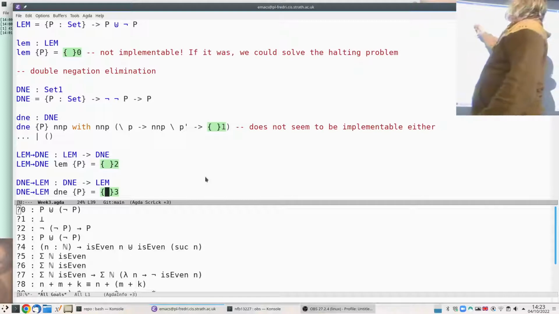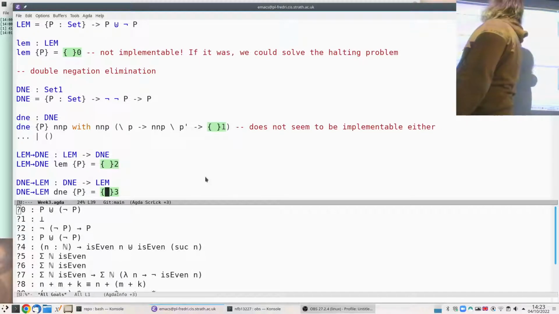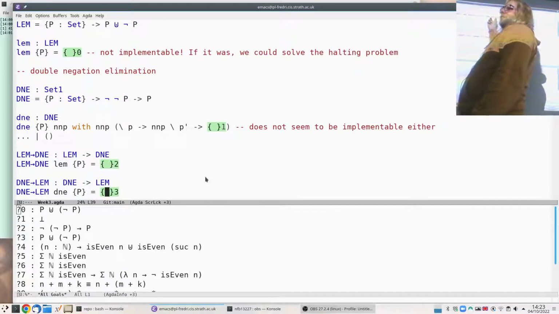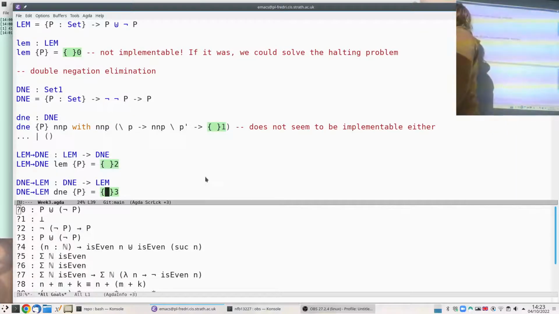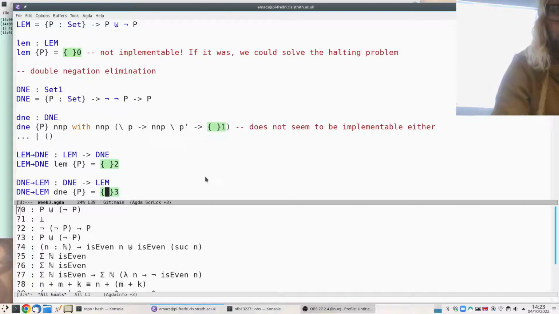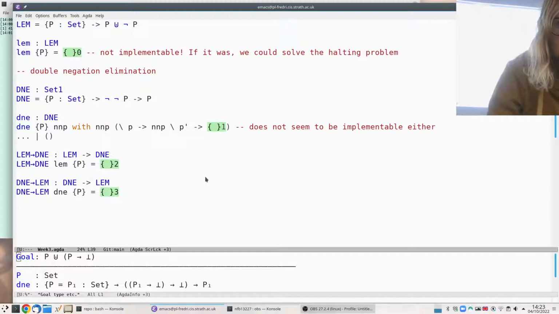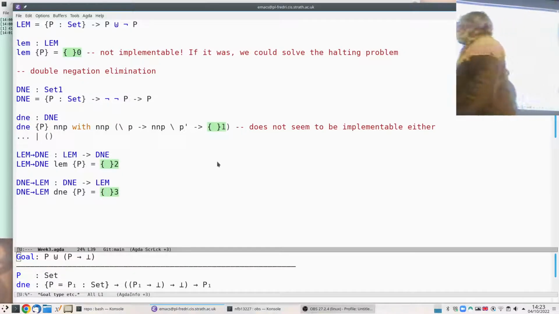So we argue that if you could solve this one, you could solve the other one. If you know you can't do it, so now we're going to show that we can reduce this problem to this problem. So how do we do it? Well, what do we have? So we want to show P or not P. And we're assuming that we can remove double negations.